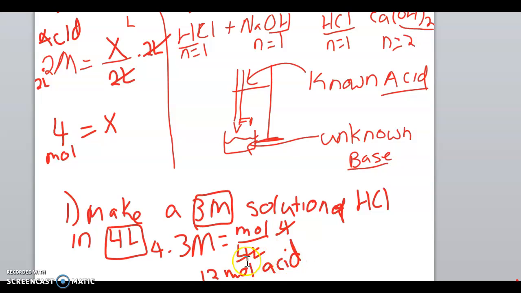By knowing that I need to put in 12 moles of acid, it's easier for me to actually do, because I could figure out how many grams are in a mole using the periodic table. So that is an example of one of them.